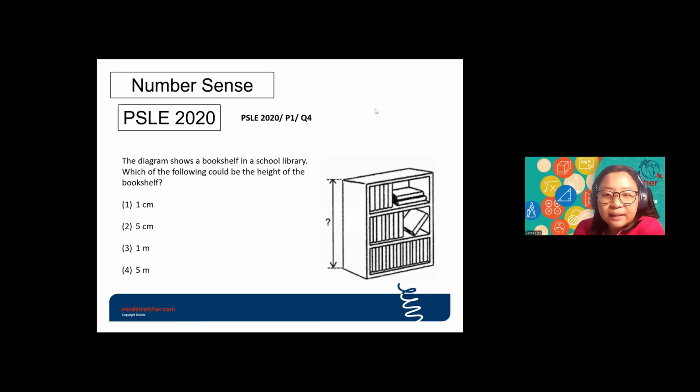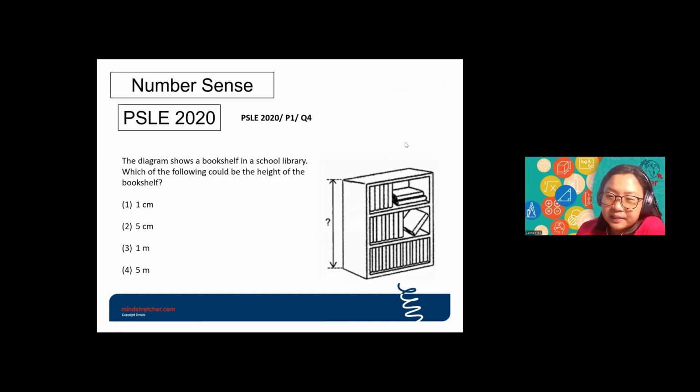Okay. This is an example of the question. A real life application question, which requires you to know about height. It came out in PSLE 2020. Something similar to the example I gave you earlier on the height of a door. This one is asking about the height of a bookshelf.